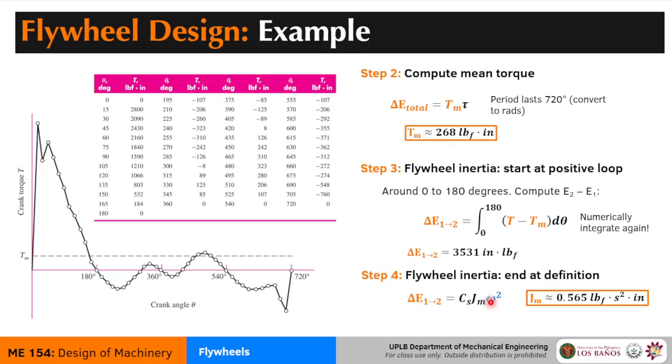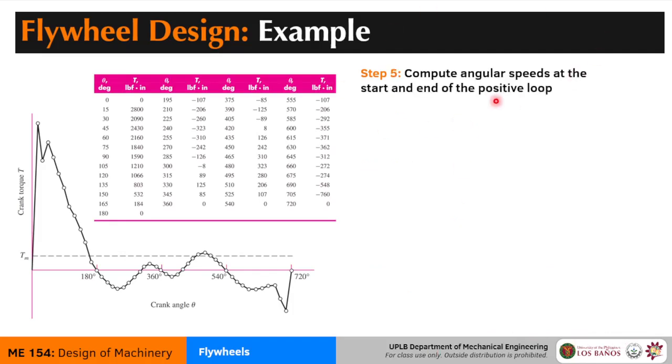So if you're designing a flywheel, whether it's a rim flywheel, so all the mass is concentrated on the outside, or if it's a fat disc flywheel, your value for the mass inertia has to rest on this value. Now on to the last one, we have to compute omega 1 and omega 2, which is essentially the start and end angular speeds of the positive loop where the wildest fluctuation occurred.